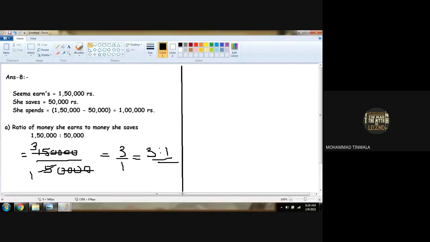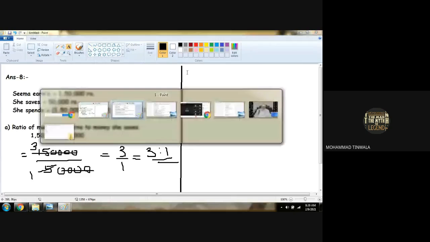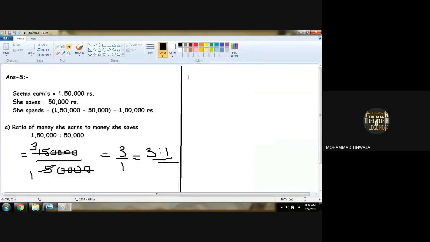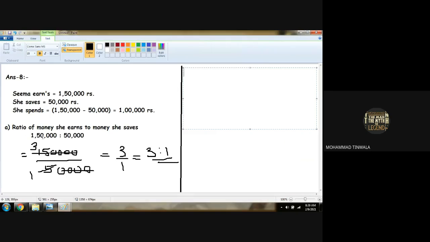Is that clear? Yes. Then question number B. What is question number B? She saves to the money she spends. Remember, whichever value comes first, take that first. If, for example, by chance you take 50,000 ahead of 1,50,000, then your sum will be wrong, because you have to find the ratio of the content to the other content.